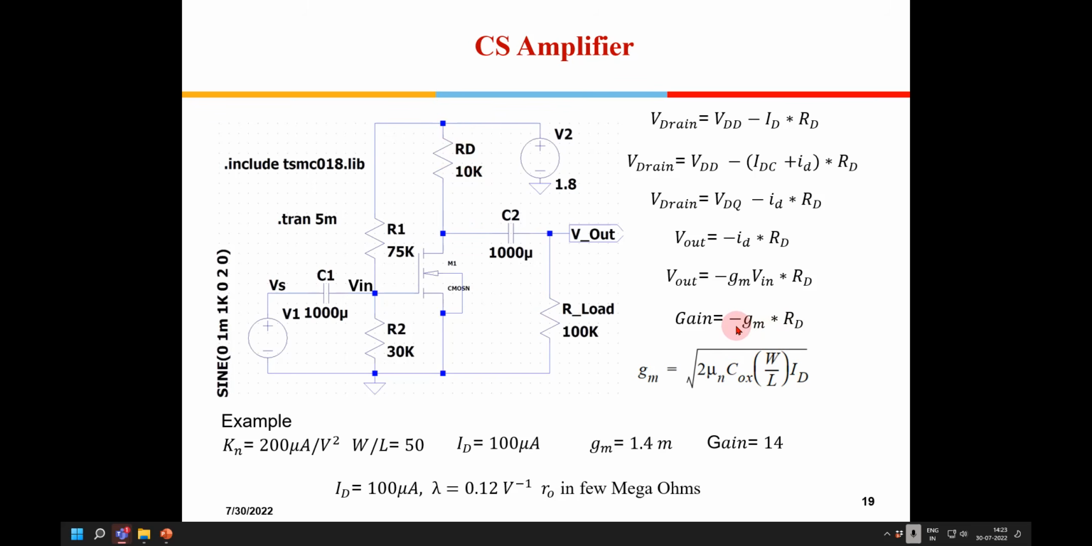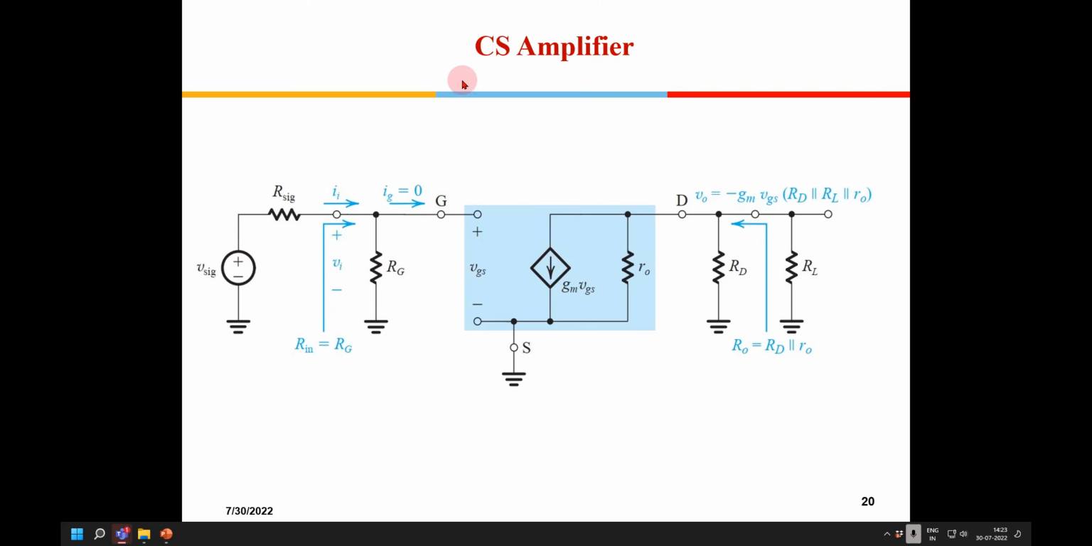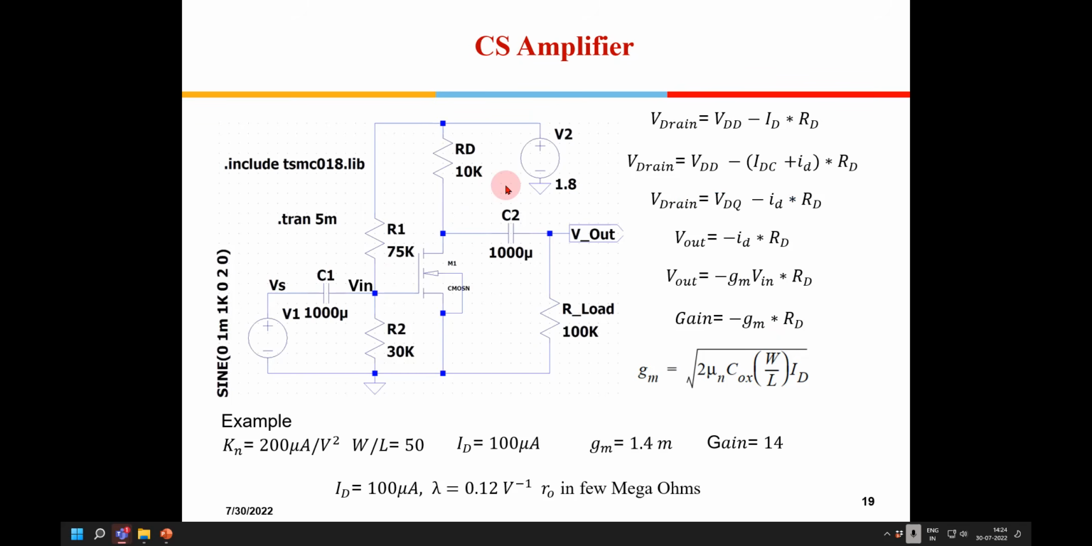So this negative signifies that the input and output voltage will be out of phase with each other. Is it okay, all of you? Yeah, understood. Thanks. Okay. So now coming to the small signal equivalent of this circuit.